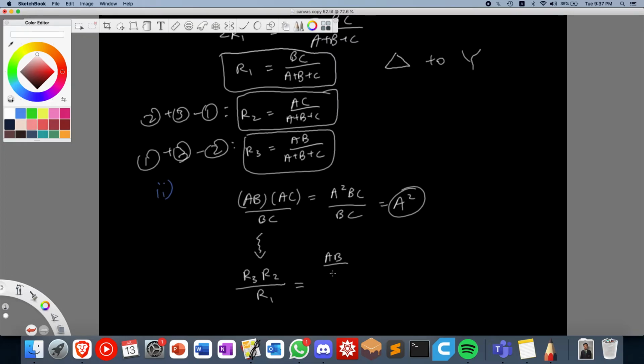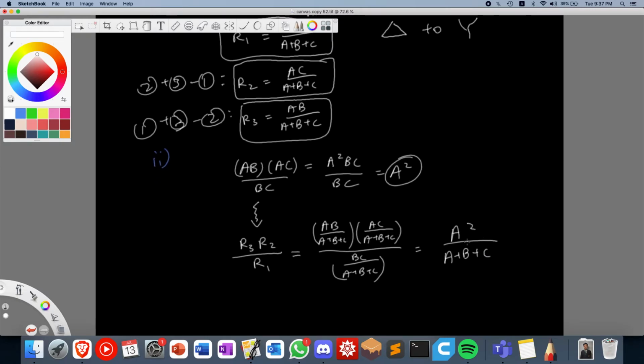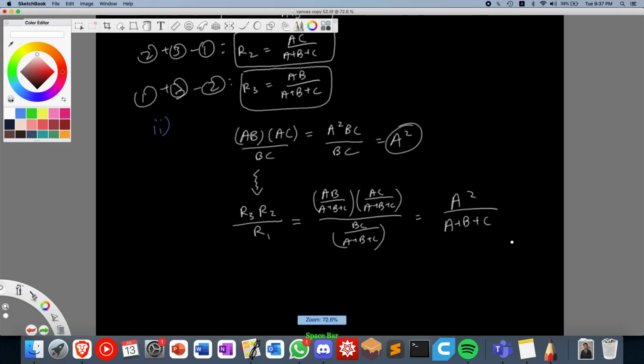That is going to be AB over A plus B plus C, multiplied by AC over A plus B plus C over BC over A plus B plus C, which equals A squared over... and then we see the denominators appear in an annoying way, because they don't allow A to be alone. You see, if the denominators were gone, then we just got our answer. Then we have expressed A in terms of R1, R2, R3, but this denominator is here.